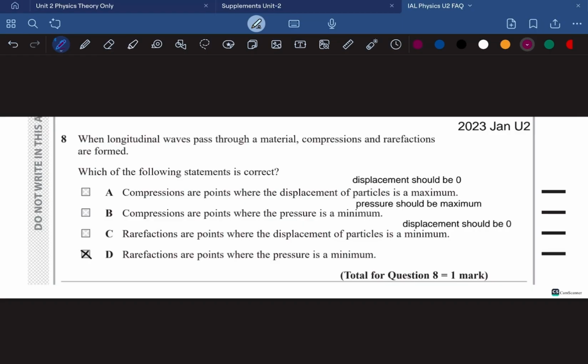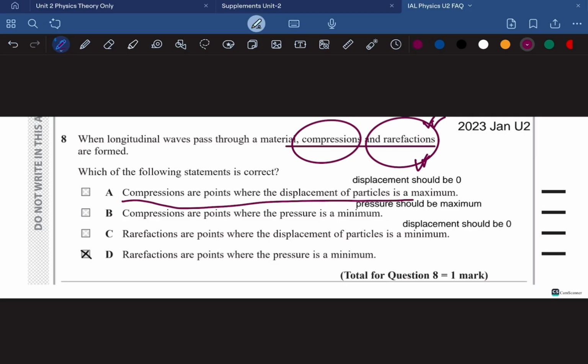Now this is another very important question which says when longitudinal waves pass through a material, compressions and rarefactions are formed. A lot of people think that compressions and rarefactions are related to the displacement. No, the displacement is related to the amplitude, but the compressions and rarefactions are related to the pressure. Where there is a rarefaction, there is less pressure. Okay, the first point says compressions are points where the displacement of a particle is maximum. No, it's not about the displacement, it's about the pressure.